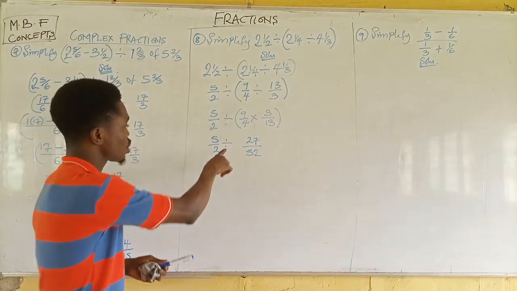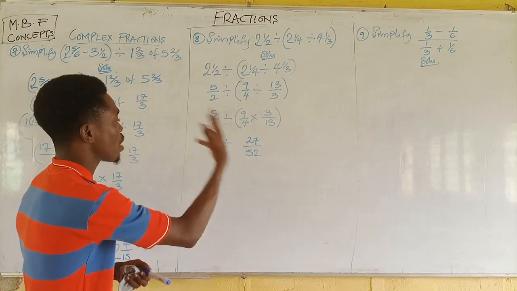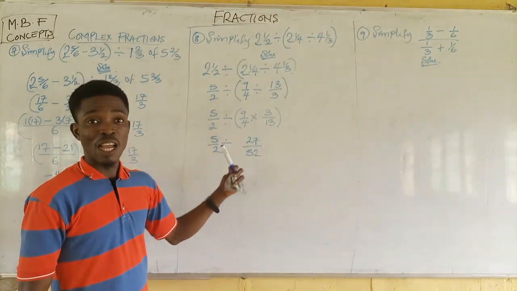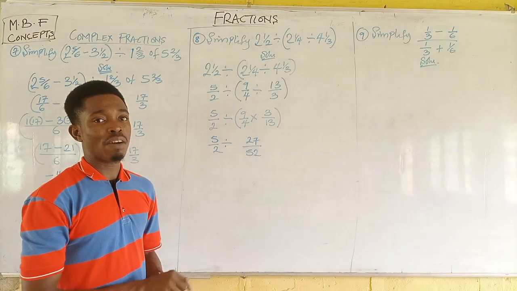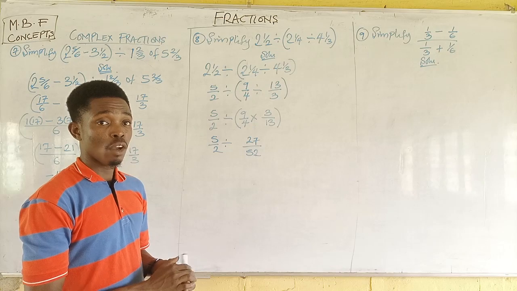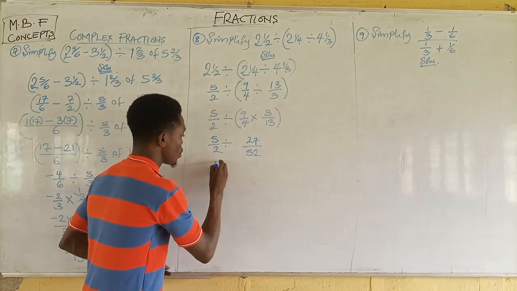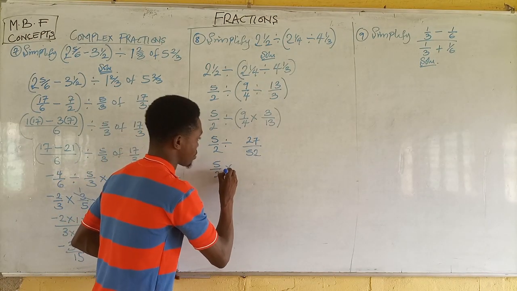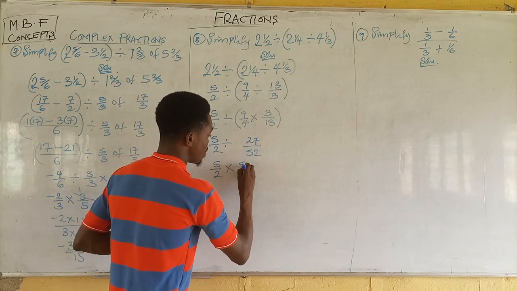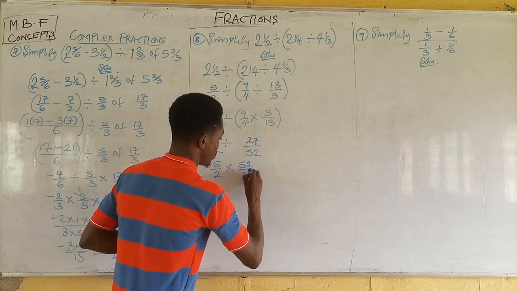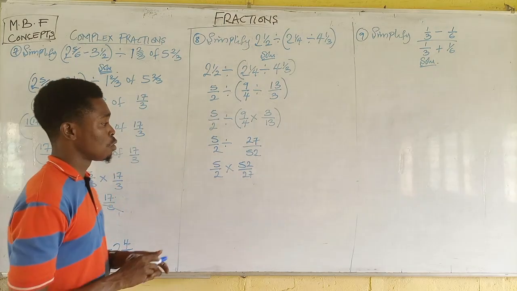Now we are quickly going to change this division to multiplication sign and quickly find the reciprocal of 27 over 52, which would have become 52 over 27. That is the reciprocal. So then we're going to have 5 over 2 times the reciprocal of 27 over 52, which is 52 over 27. Just swap the numerator and the denominator, you are good to go.